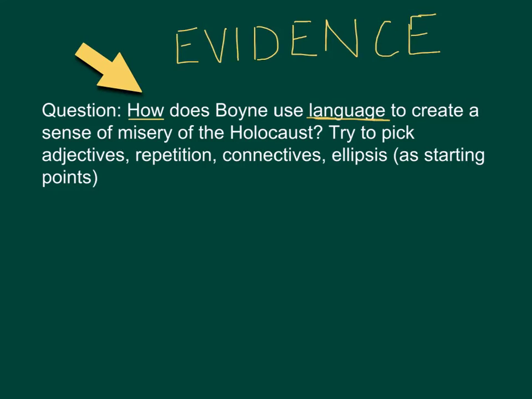Okay, so in that we've already highlighted that the second keyword we need to be looking at is language. That is how you are going to get the top grades if you're using technical English language. So things like adjectives, repetition, connectives, ellipsis. If you want to get even higher marks, things like pathetic fallacy, they are going to get you into your level 7s that you're really wanting to be aiming for.